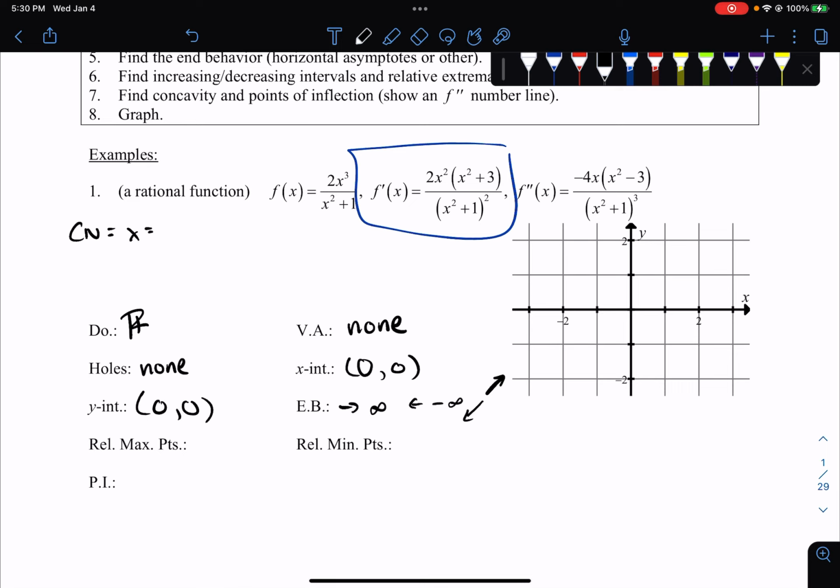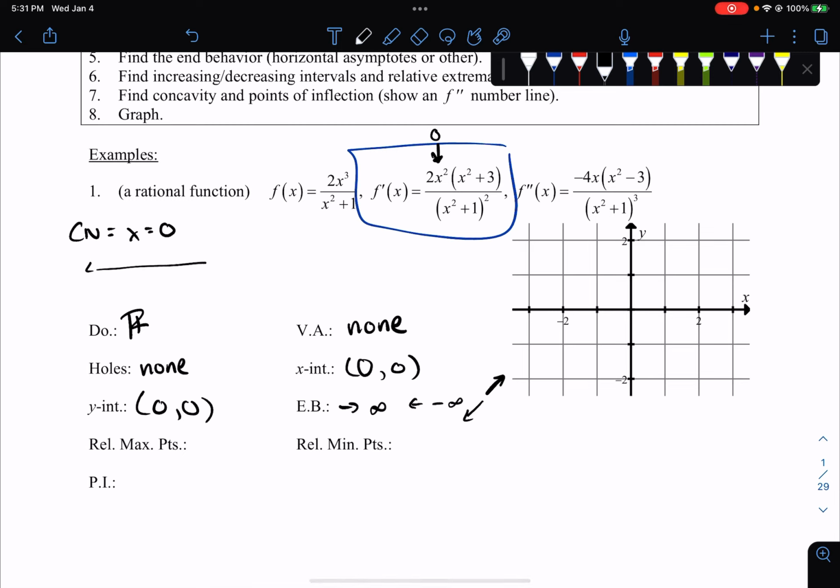Nothing on the bottom is going to make it 0 because I plug in something, it becomes positive. I add 1, it's still positive. I square it, it's still positive. So no number on the bottom can become 0. On the top, though, if x is 0, then I multiply the parenthesis by 0 and I end up with a 0. So I can get a 0 on the top. So I have one critical number, x equals 0.